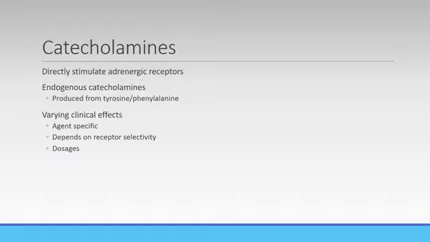So the catecholamines, remember that these catecholamines are medications or neurotransmitters that directly stimulate these adrenergic receptors. We have endogenous catecholamines that are produced by the body, and they're produced from tyrosine and phenylalanine, and there's kind of a cascade as far as how they're produced. These catecholamines have varying clinical effects, and it really depends on what particular agent. They're agent specific. And each agent also has a different receptor selectivity profile that varies not only with the different agent but also with different dosages.